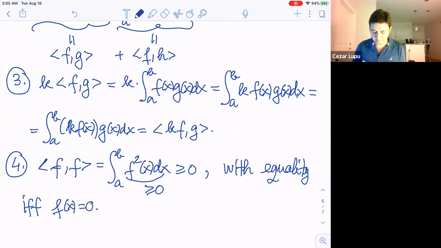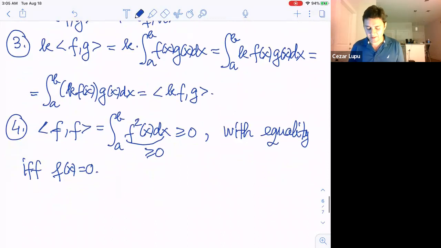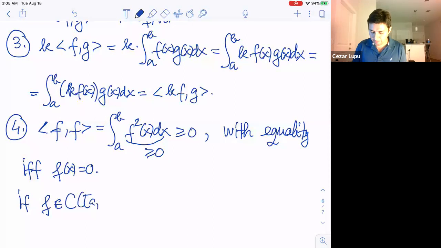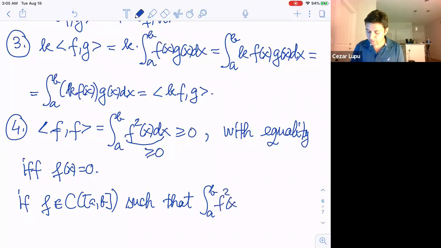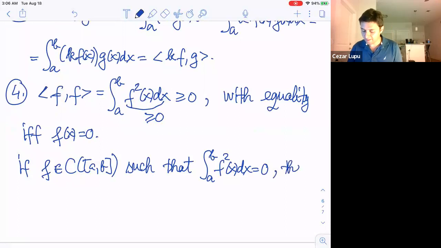Well, basically, I'm not going to go into details here, but I'm just going to explain it. The problem reduces to the following. If f is a real valued continuous function on an interval [a, b], such that the integral from a to b of f squared of x dx is 0, then it follows that f of x is 0.